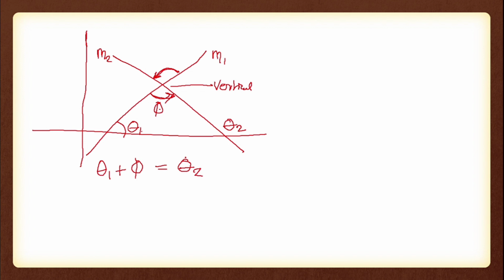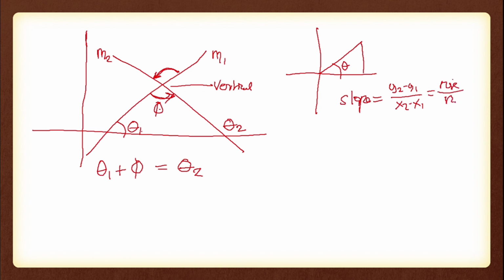So take note that the slope is equal to tangent. Why is it that the slope is equal to tangent? Let us have first an illustration. If this is our theta, the slope is equal to the change of y over the change of x, or the rise over the run. So if this is the change of y over the change of x, that is the slope.